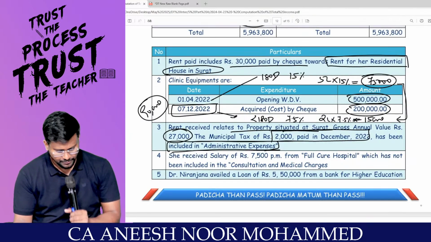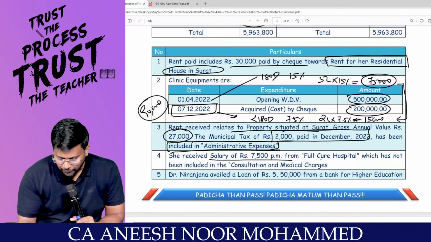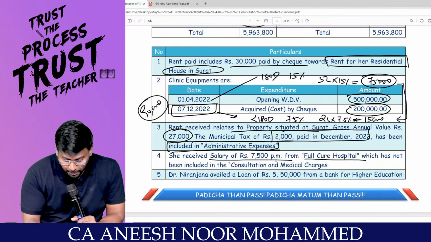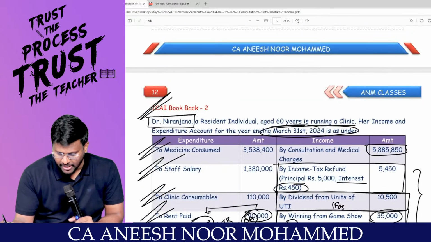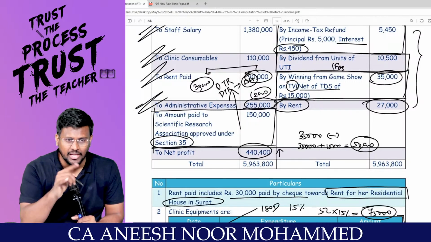Yes, sir. She received salary of 7,500 per month from Fullcure hospital, which has not been included in the consultation and medical charges. So in this figure, that salary is not there. Okay, fine. I will calculate the salary and I will reduce the standard deduction.